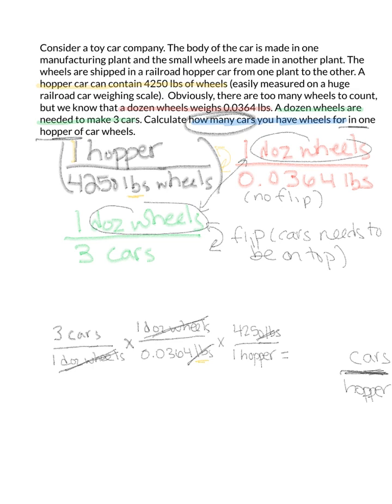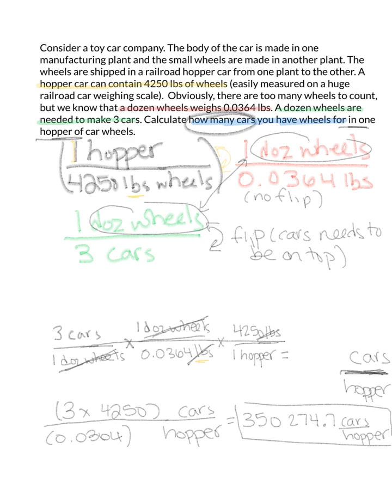Now, if I wanted to do my math, of course, I'd have 3 times 4,250, because those are the things that were on the top of my line, divided by 0.0364. And again, left in the units are cars per hopper. So I can do my math: 350,274.7 cars per hopper. Now, I'm not going to report that as my answer because that doesn't make sense. How can I make 0.7 cars in a hopper? That 0.7 cars isn't a full car, so I'm going to have to round that down. What I'm going to say is 350,274 cars per hopper.